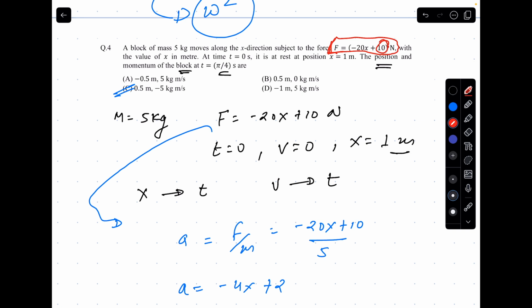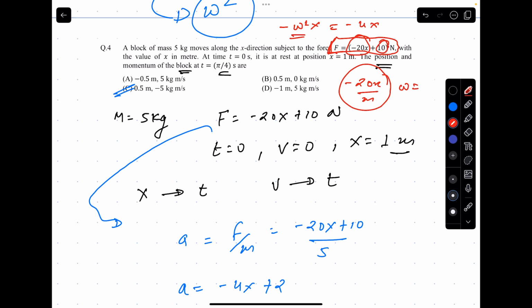So what will happen in this is that we can find out the frequency from this expression. We have minus 20x, that is the restoring force always acting. If we divide by the mass, we will get the acceleration, that is the basic term of the oscillation, minus omega square x. So that basic term will be minus 4x, right? So omega will be 2. Then the time period will be 2 pi by omega, that is 2 pi divided by 2, so that is pi, right?